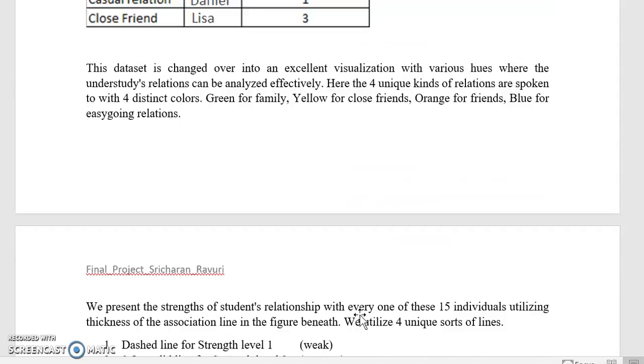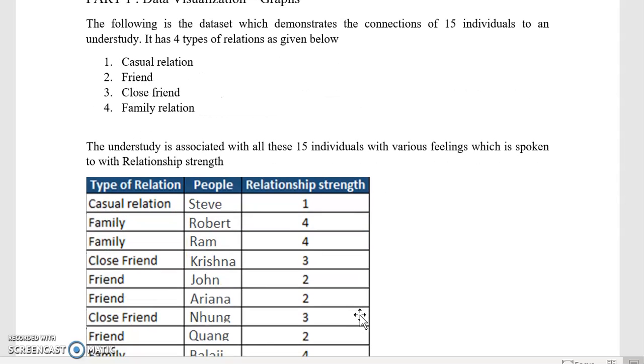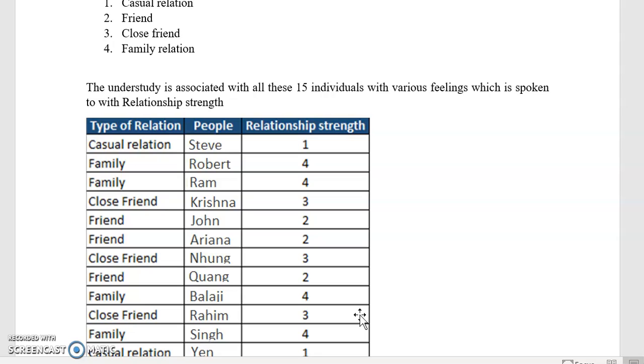Coming to the first part, as we can see, data visualization plays the most important part in visualizing the relationship between any values or any people or certain entities. So, it's very important for us to know the people who are connected to the student in which way and how strongly he is connected to the people and how he is socializing.